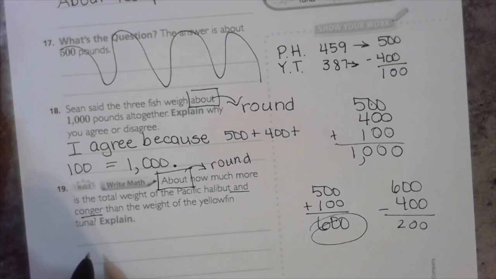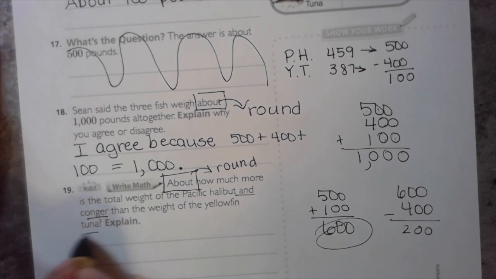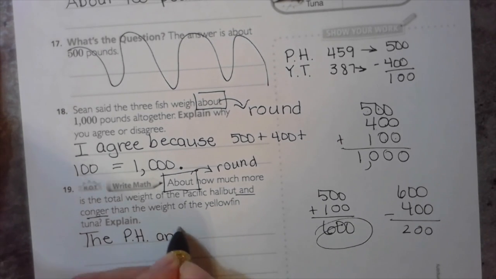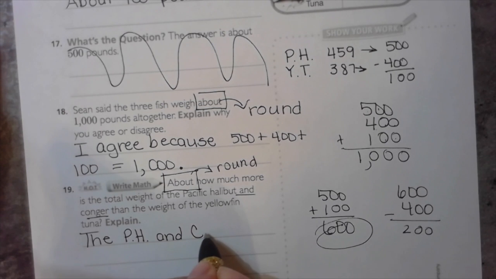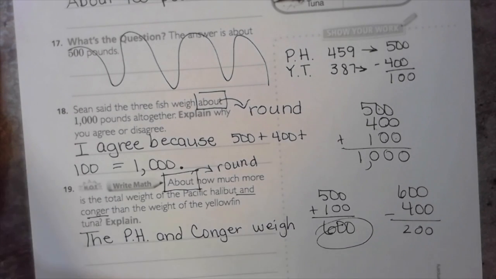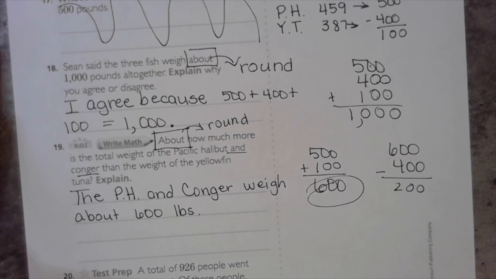Okay, so we're going to abbreviate these. We're going to call the Pacific halibut PH and the conger C. Well, we can go ahead and write conger. It's just one word. Weigh about 600 pounds. And there's the abbreviation for pounds, LBS. Why LBS? I don't know. It doesn't even have an L or a B in it. It has a D in it. Crazy, crazy imperial measurement.